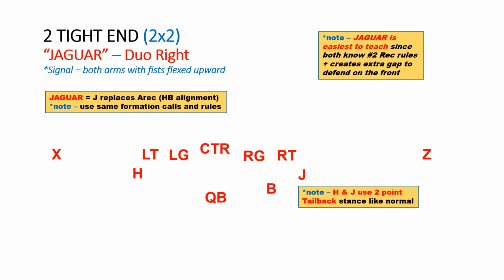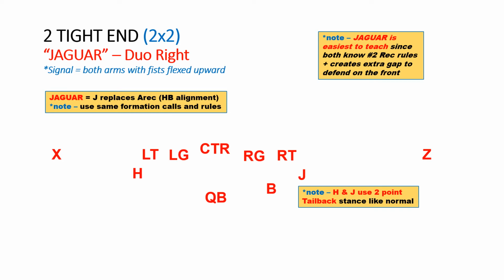Third one is Jaguar, and this is probably the easiest to teach and the most flexibility. Our varsity here at State College High uses this quite a bit. The reason for that is we're going to have now the second tight end, which we call our J, replace the A receiver, and we're still in our duo right, but you can see we're going to get a double H-back type formation where you have the ability to run everything in the system both towards the H or away from the H, because you've got one to each side.